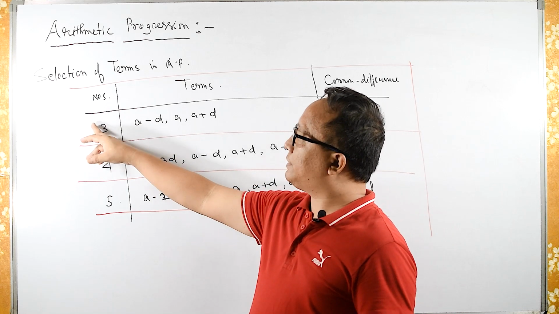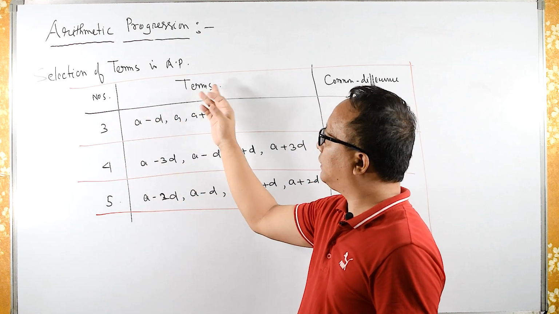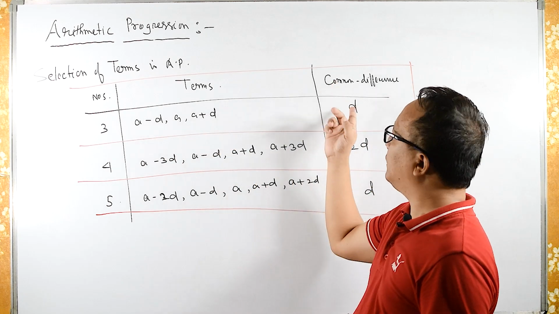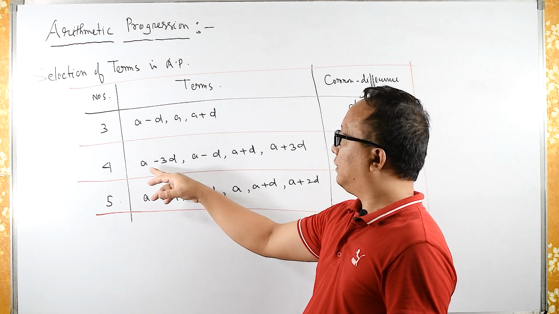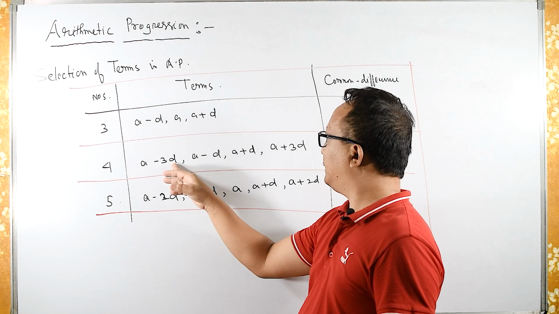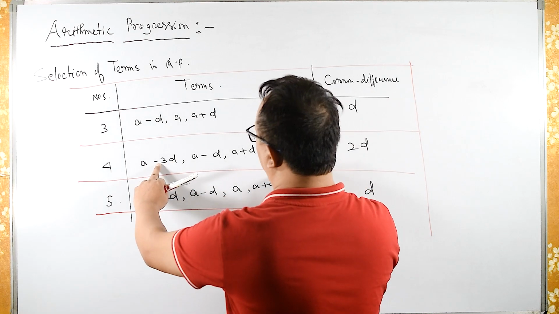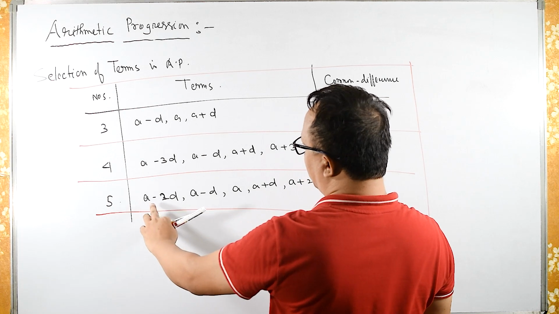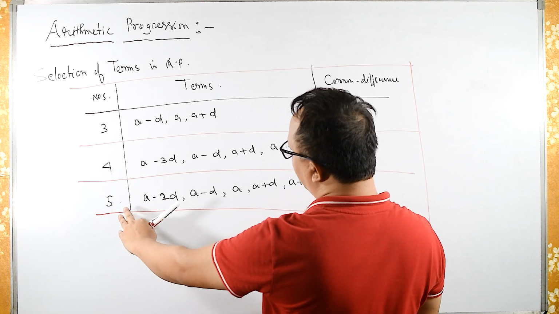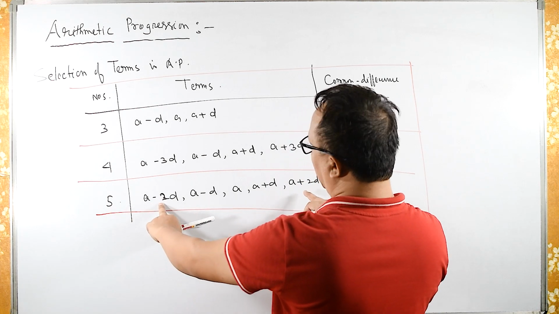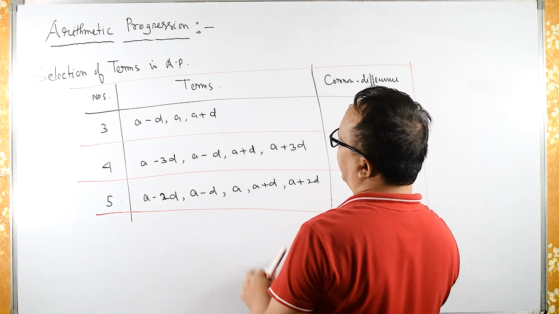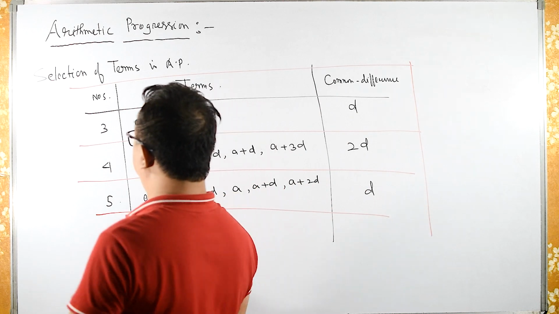If three numbers are given, the terms you can choose are A minus D, A, A plus D, where the common difference is D. If four terms are given, choose A minus 3D, A plus 3D, and then A minus D, A plus D. If five terms are given, choose A minus 2D, A plus 2D, A minus D, A plus D, and then A. You can ask why.